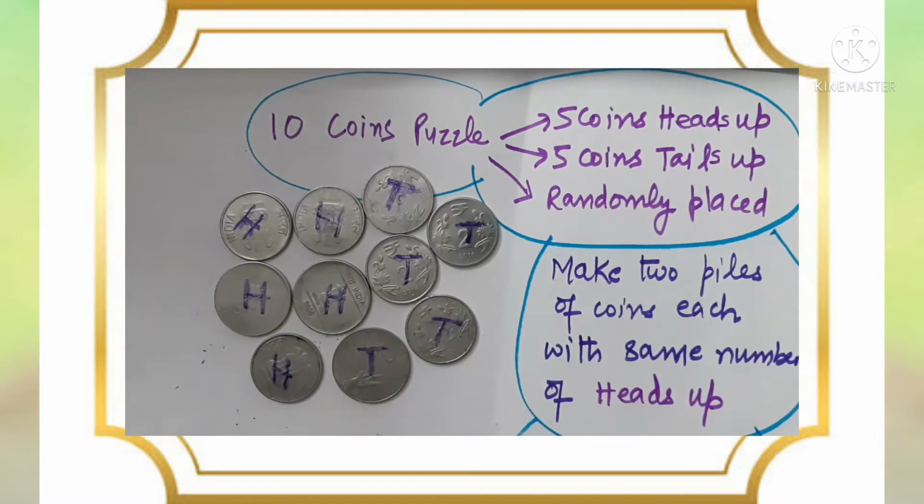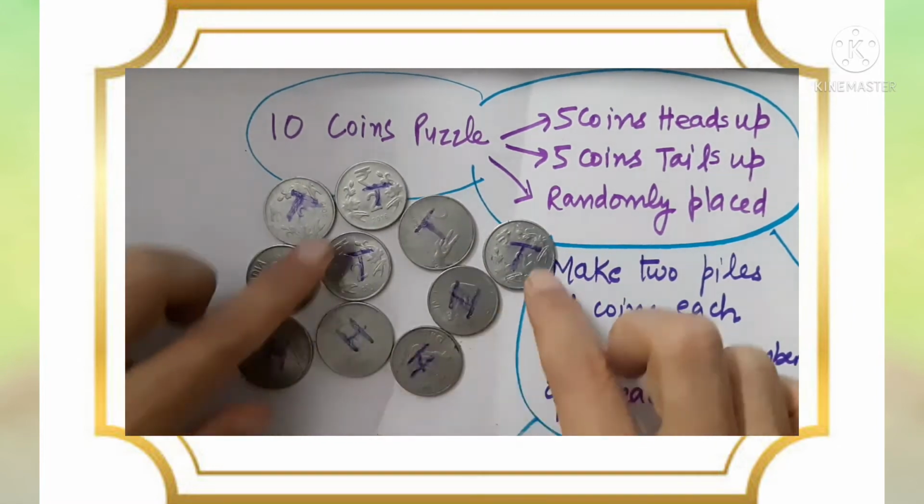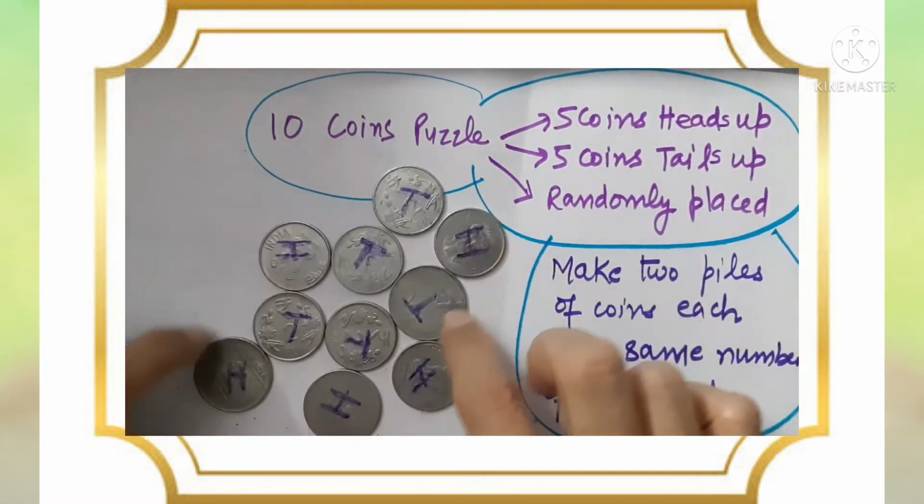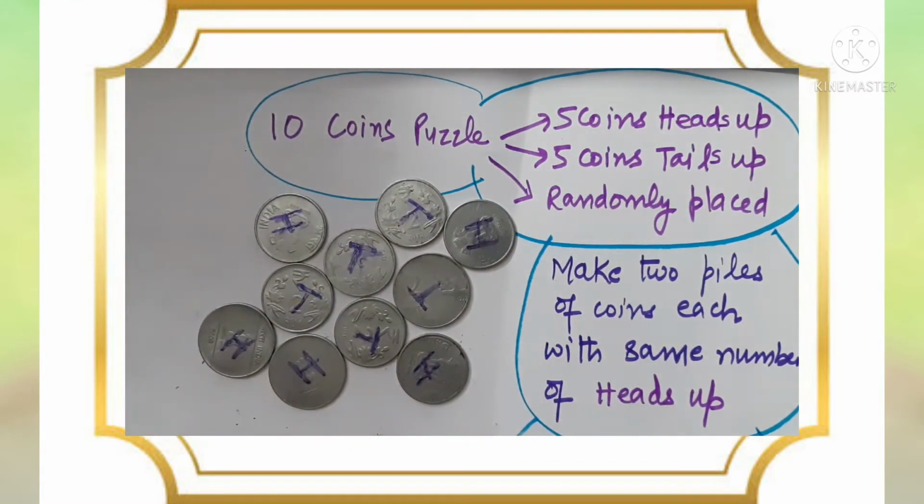What we are going to do is mix all the coins, so they are placed randomly. Now make 2 piles in such a way that each pile has the same number of heads up. You can flip the coins any number of times. Your time starts now. Hope you are trying.